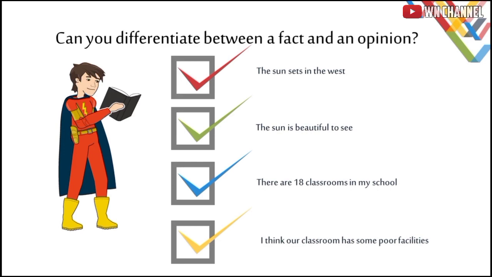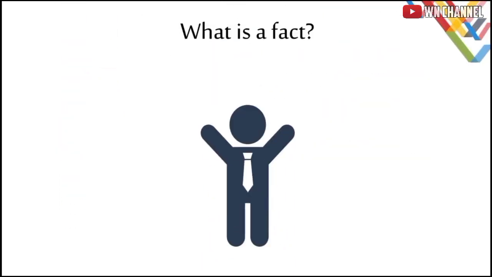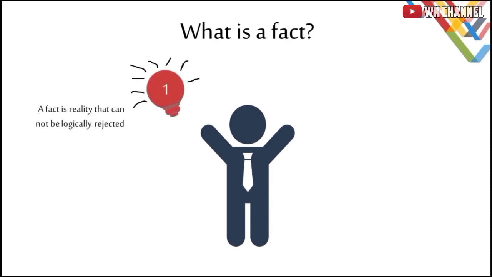Okay, you are right. The first one is a fact. The second one is a fact. The third one is a fact, and the last one is an opinion. Okay, by the way, what is a fact? Before I explain about opinion and idea, let's see first what a fact is.